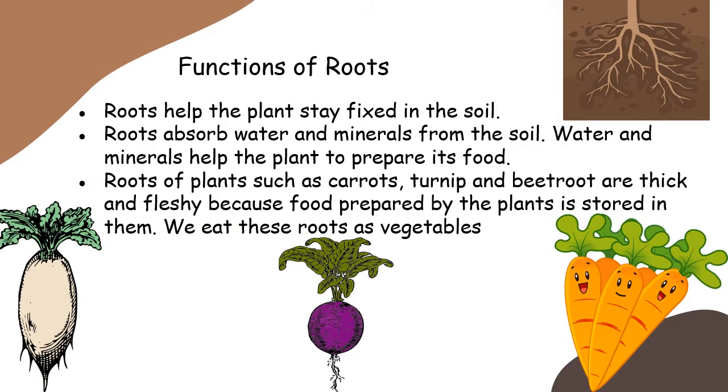The functions of roots. Roots help the plant stay fixed in the soil. Roots absorb water and minerals from the soil. Water and minerals help the plant to prepare its food. Roots of plants such as carrots, turnip and beetroot are thick and fleshy because food prepared by the plants is stored in them. We eat these roots as vegetables.